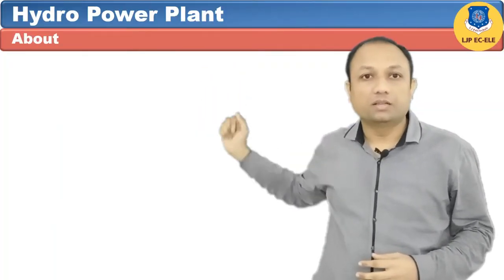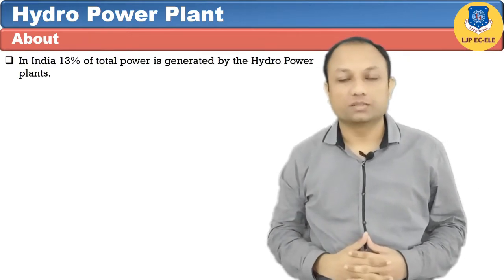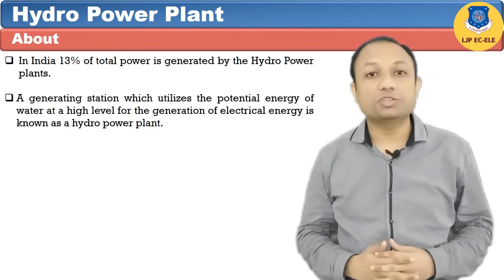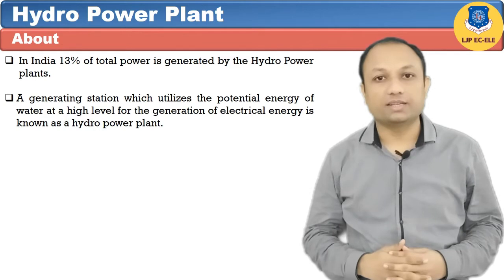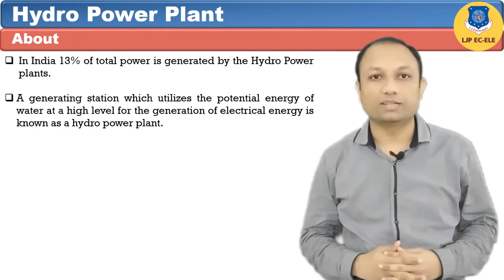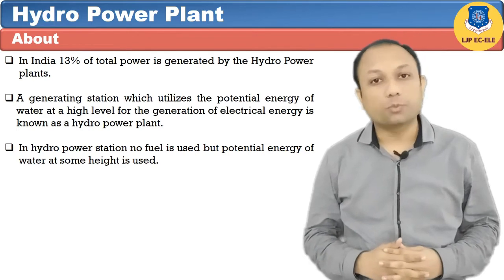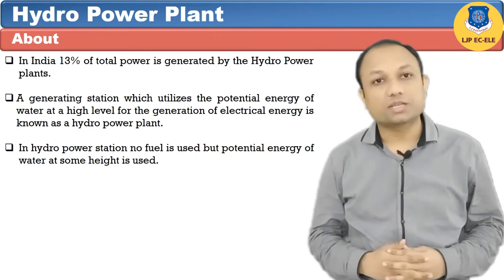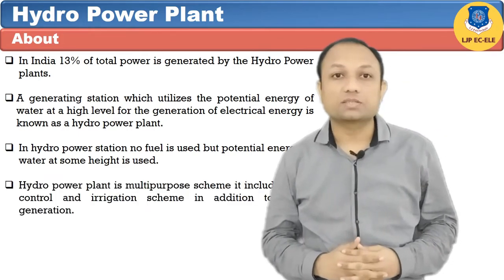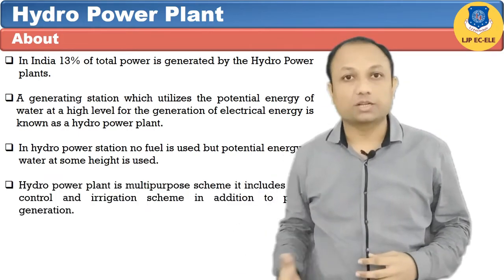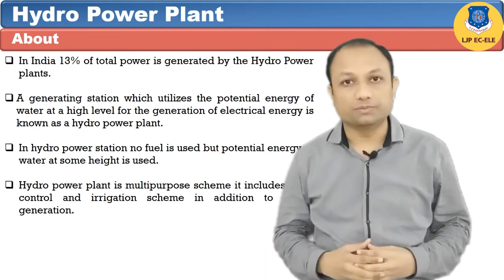In India, 13% of total power is generated by hydropower plants. A generating station which utilizes the potential energy of water at a high level for the generation of electrical energy is known as a hydropower plant. In a hydropower plant, no fuel is used, but the potential energy of water at some height is used. A hydropower plant is a multi-purpose scheme. It includes flood control and irrigation scheme in addition to the power generation.